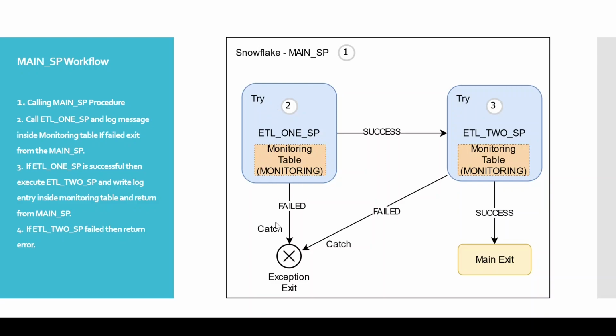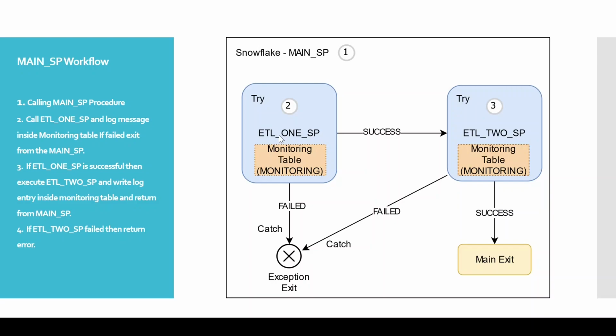So we have a try catch block in this main stored procedure, and inside this try block we write our ETL_1_SP code, and writing into the monitoring table is our logic. If this fails, then it goes to the catch block, and if there is any exception, it will simply exit from the main stored procedure.